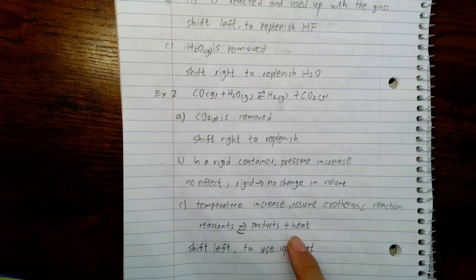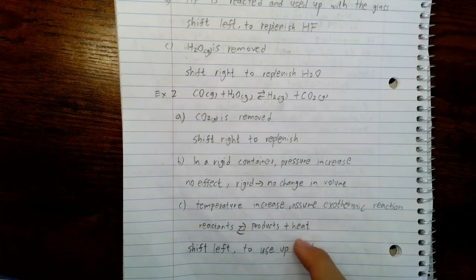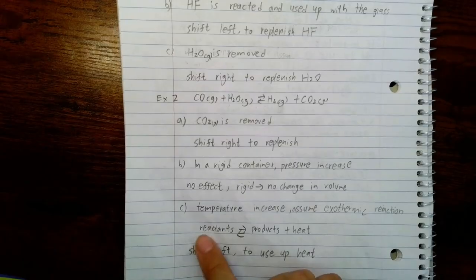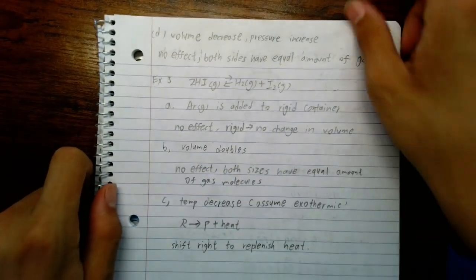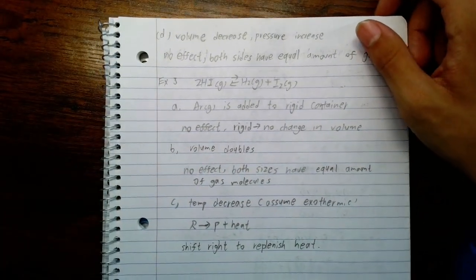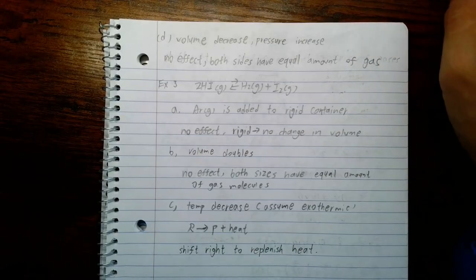Now, since we figured out which side this heat term is on, we can make a decision. If the temperature increases, then in order to use up this excess heat, we will shift to the left to reduce the heat. And lastly, if the volume decreases due to an increase in pressure, what is the effect on the equilibrium?